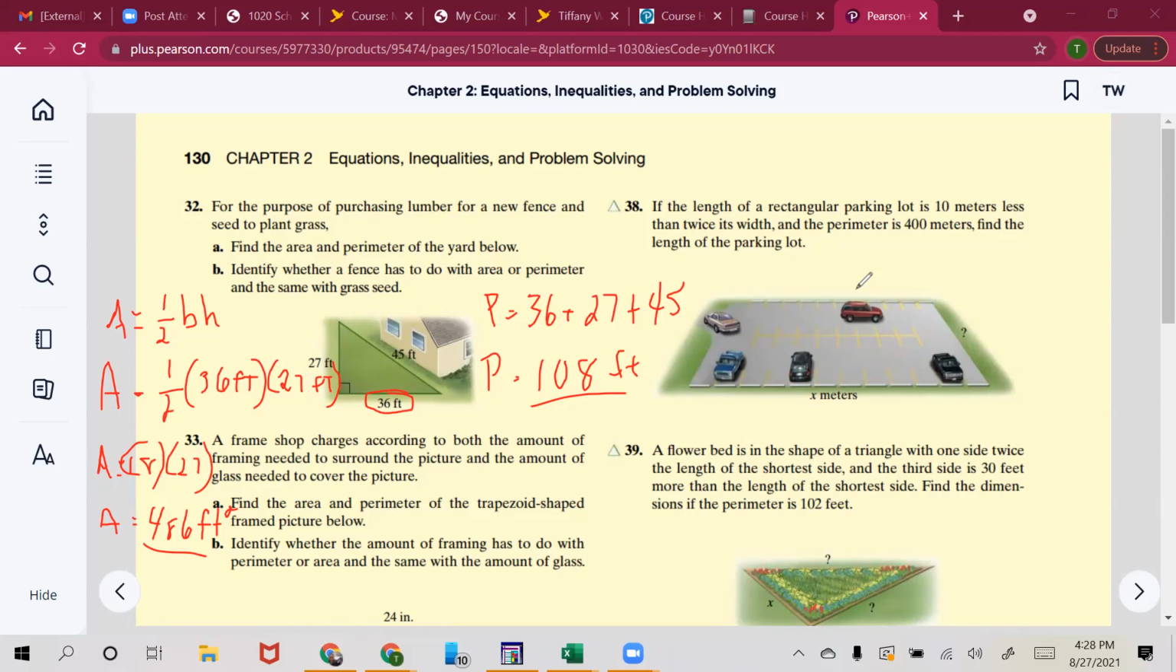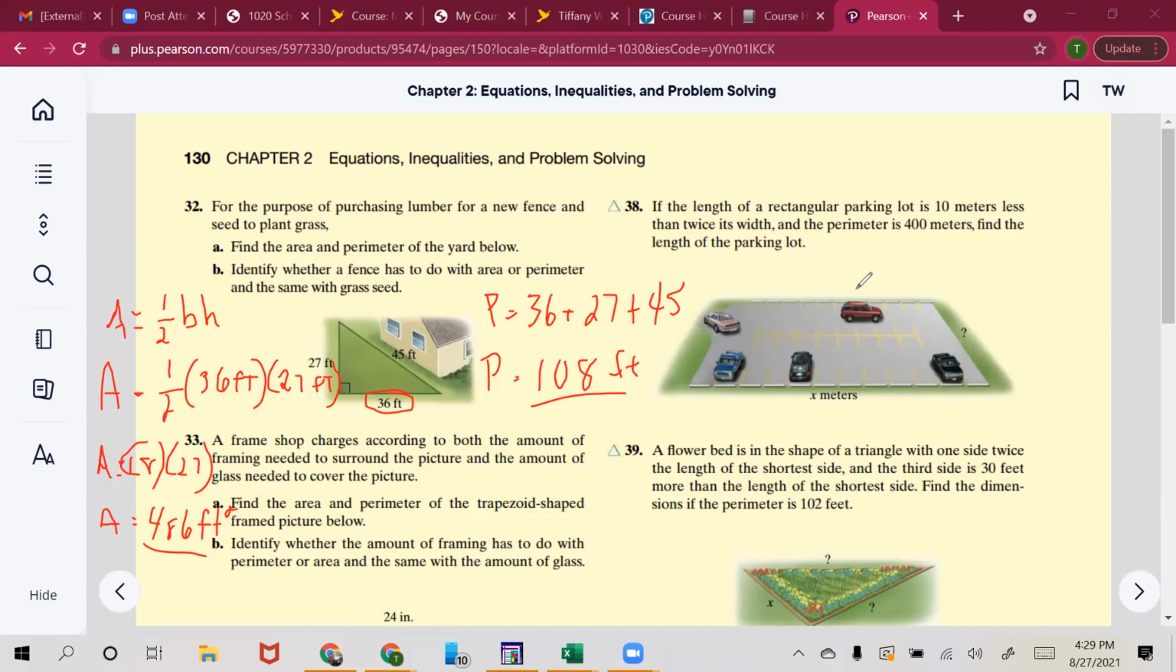So on part B, identify whether a fence has to do with the area or perimeter, and the same with grass seed. Because a fence is going around the outside of that shape, the fence would be perimeter. Whereas with grass seed, that's you covering the ground in that triangular shape. That's going to be area. So grass seed goes with area, the fence goes with the perimeter.